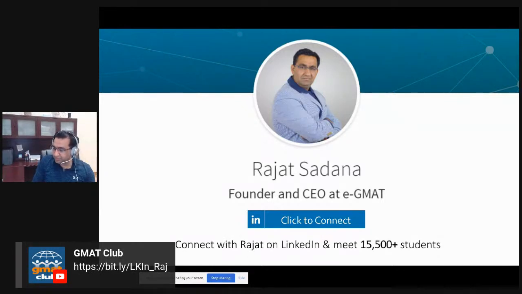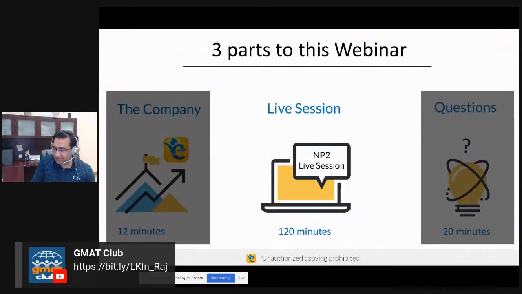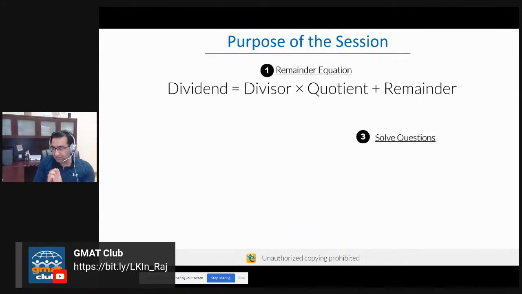So essentially, this is a fairly long session. We're going to do this session in 3 different stages. And in each of these stages, we will actually use this remainder equation, which is dividend is equal to divisor times quotient plus remainder. So we're going to just leverage this equation. Using this equation, we're going to solve the easiest to the most challenging questions.